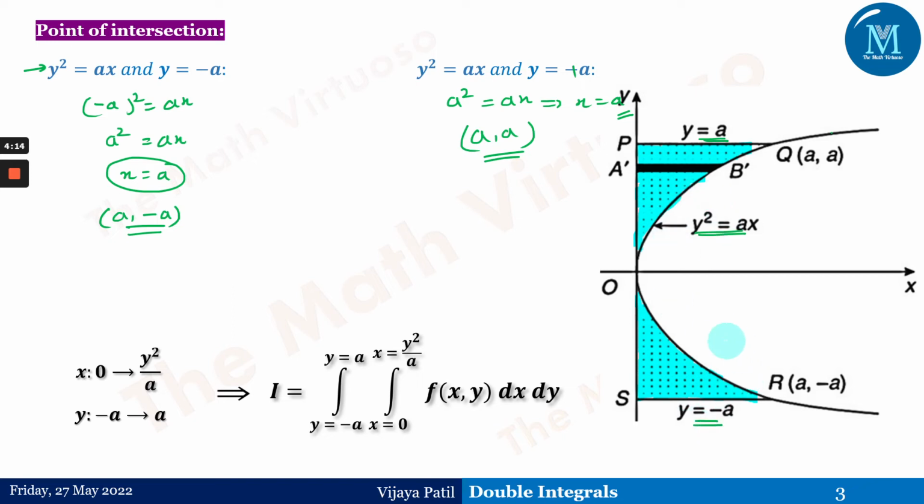So we have got these four different curves. Again, to plot these four curves, we need to have the intersections. So y square is equals to x and y is equals to a, this particular line. So this is the one line, this is the parabola intersecting in this a comma a. Similarly, y square is equals to x and y is equals to minus a is intersecting in a comma minus a. So this is the point R.